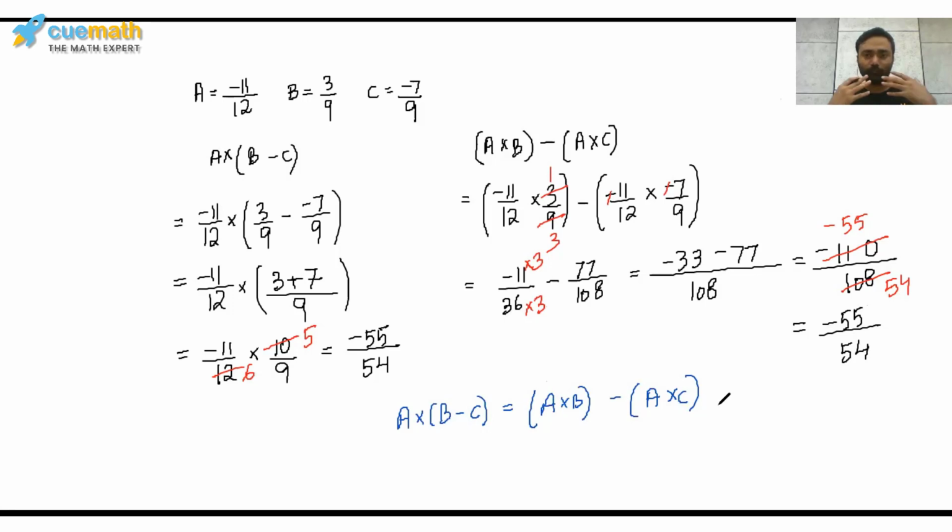So if we have to conclude here, we can say that multiplication of rational numbers is left distributive in case of both addition and subtraction. Let's now look at the right distributive property of multiplication over addition and subtraction.